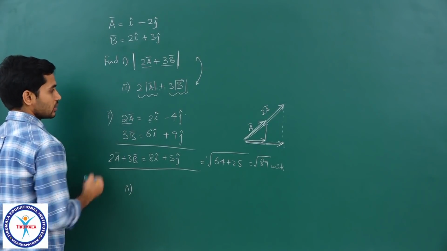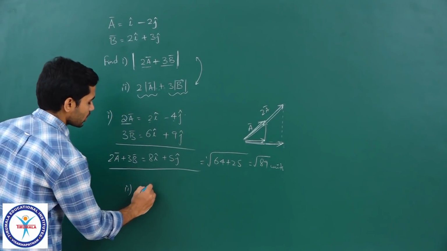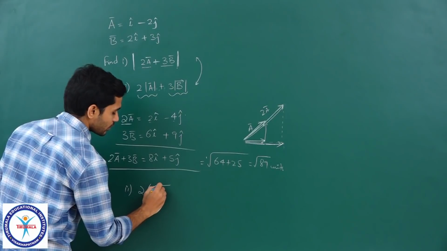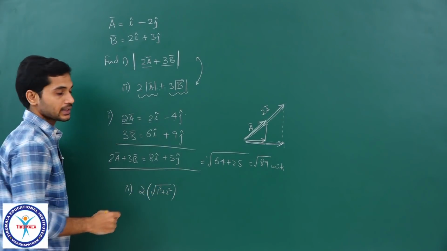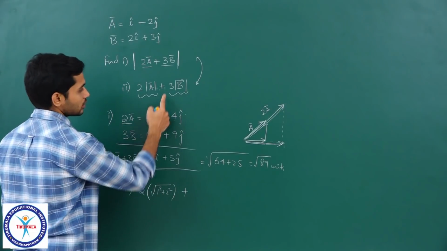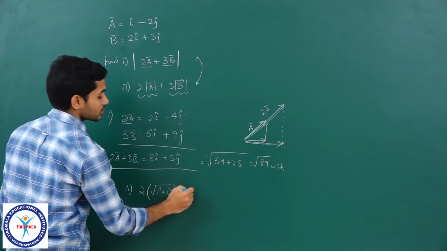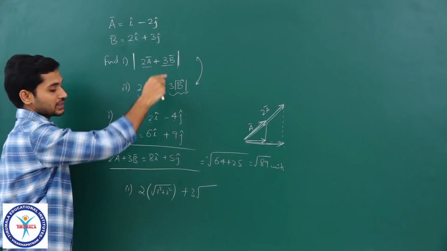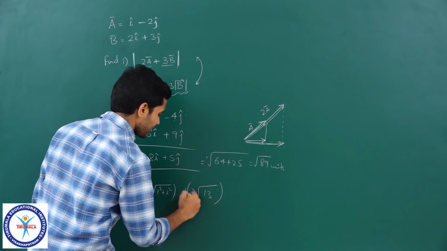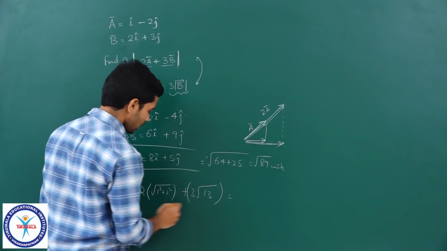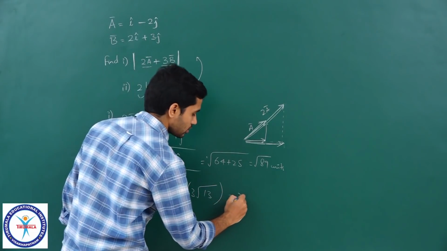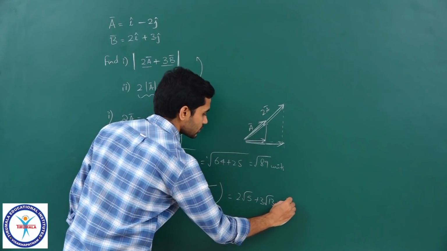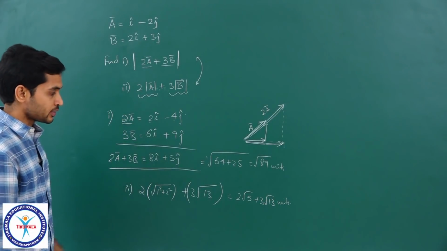So, this is the first one. So, second question, 2 times magnitude of A bar. So, this is pretty simple, 2 times magnitude of A. What is magnitude of A? Root over 1 square plus 2 square, right, plus 3 times magnitude of B. So, 3 times the magnitude of the second vector, which is 2 square plus 3 square, which is 4 plus 9, 13. Yeah, you can leave it like that, there is nothing much to simplify there. 2 root 5, 3 root 13. 2 root 5 plus 3 root 13 units. Clear? So, that should be the answer.